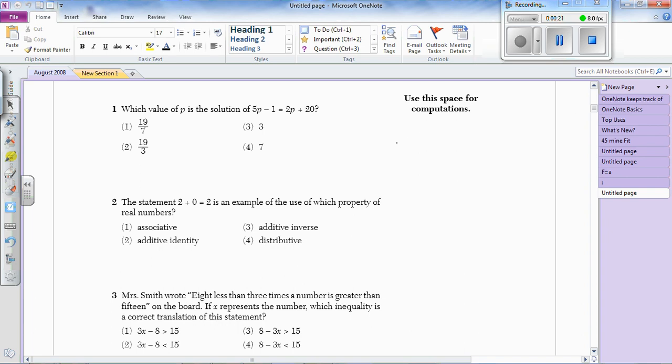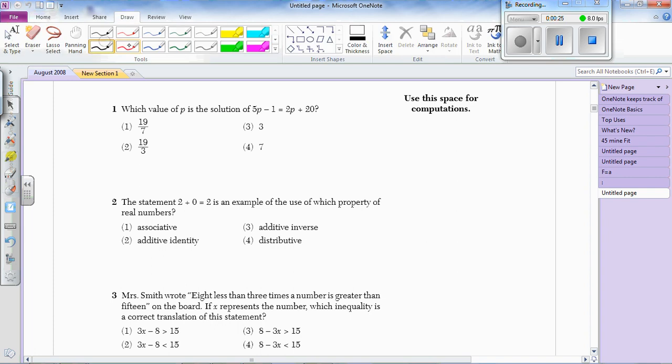Pretty simple. I'm going to subtract the 2p, subtract the 2p, add the 1, add the 1. I think you see that we get 3p equals 21, or p equals 7. Not hard. 4.